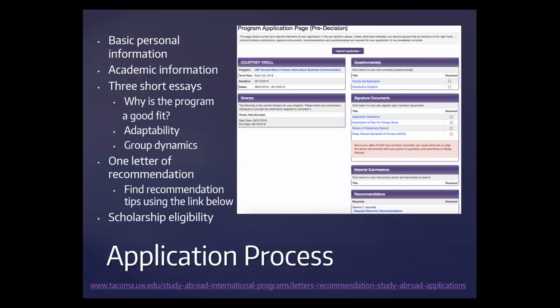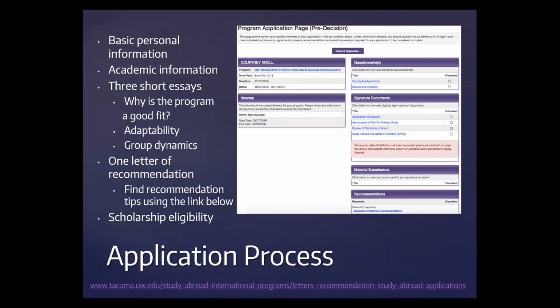Before starting your application, please identify a professor, supervisor, or academic or other advisor who you'd like to act as your recommender. This individual does not have to be affiliated with the UW. Then, discuss your study abroad application with them to make sure they are given all the necessary information to write your recommendation.